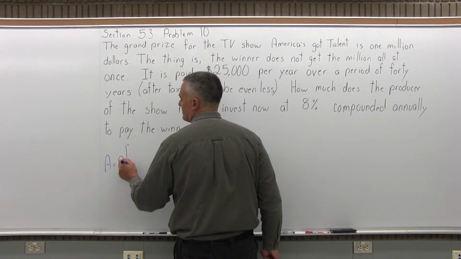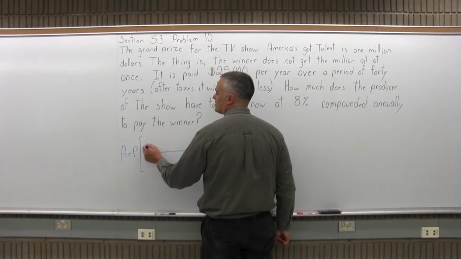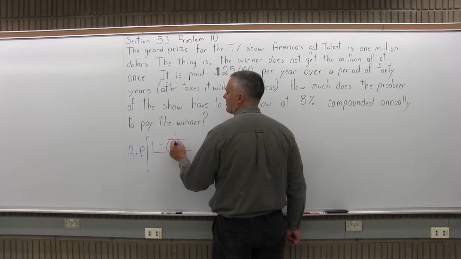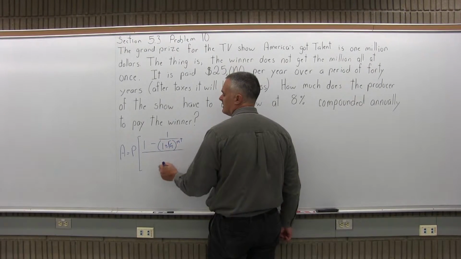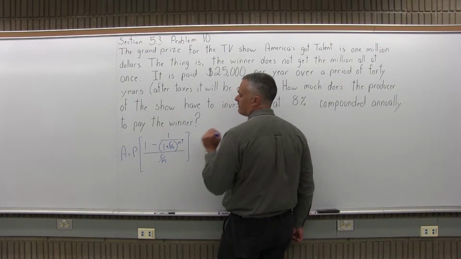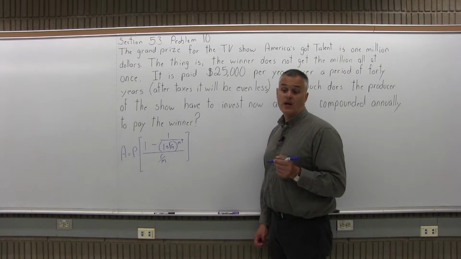times some pretty big brackets. In the numerator of the brackets, you have 1 minus 1 over, in parentheses, 1 plus r over m, close the parentheses, to the exponent m times t. And in the denominator of the brackets, you have r over m. So now we fill that in.